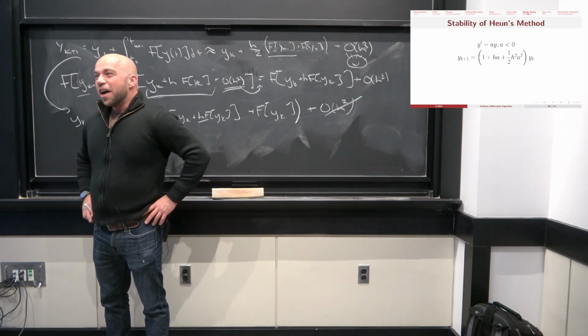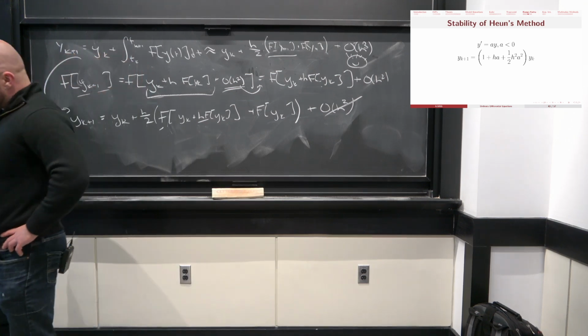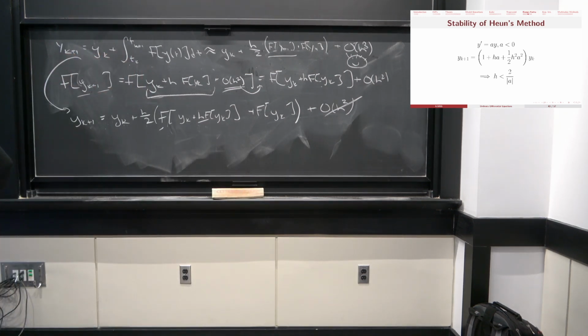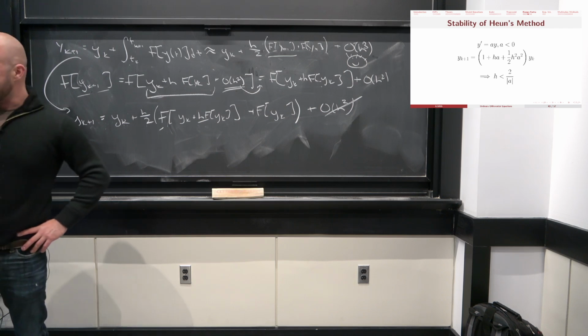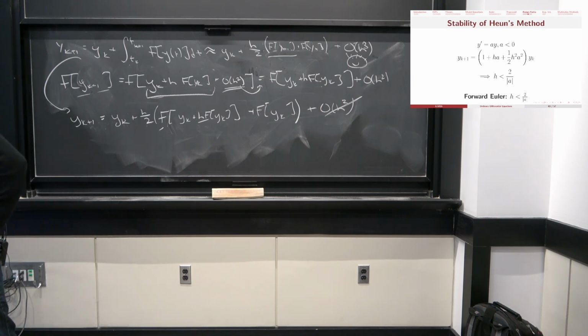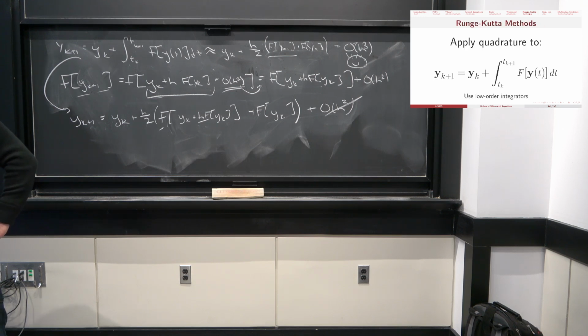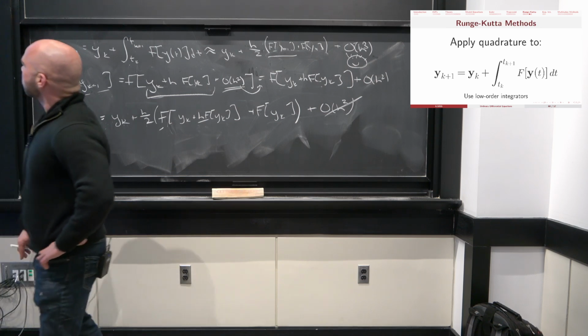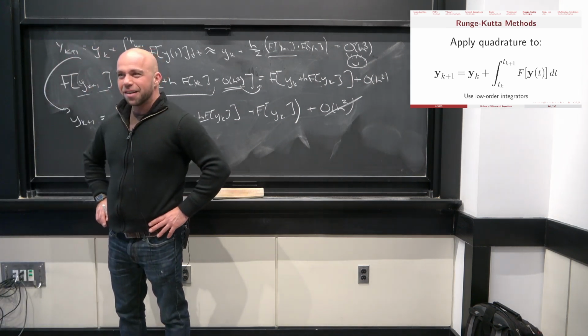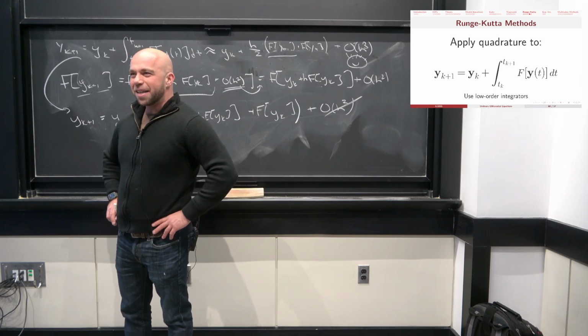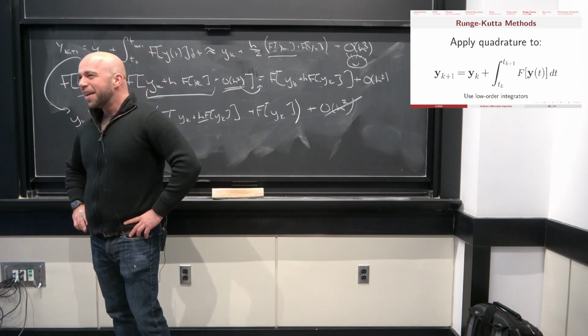Okay, so in any event, the textbook works out the stability of Heun's method, but spoiler alert, it's just the same as forward Euler. Ta-da. Okay, so more generically, there's an entire class of numerical integrators. These are called Runge-Kutta, Runge-Kutta, I have no idea. Every time I give these lectures, I mean to look it up, and then I don't.